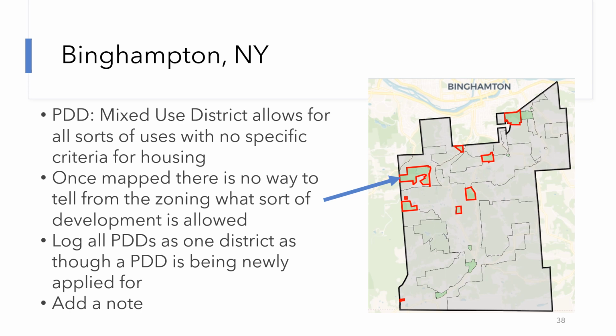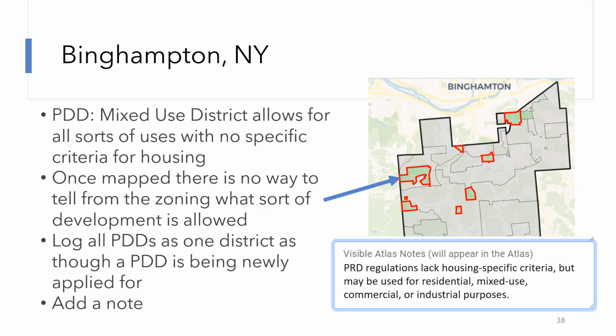To address this, we will log all of these areas as one district and treat the district as if it is being newly applied for. Then we will add a visible atlas note to indicate that there is a lack of specificity in the regulations, but it could be used for residential, mixed-use, commercial, or industrial purposes. As a note, the master plans that guide development in each of these areas are not located in the zoning. This is extremely common. Those master plans are often recorded in legal documents or stored elsewhere. There is no need to go and seek those out and enter data specifically from those.